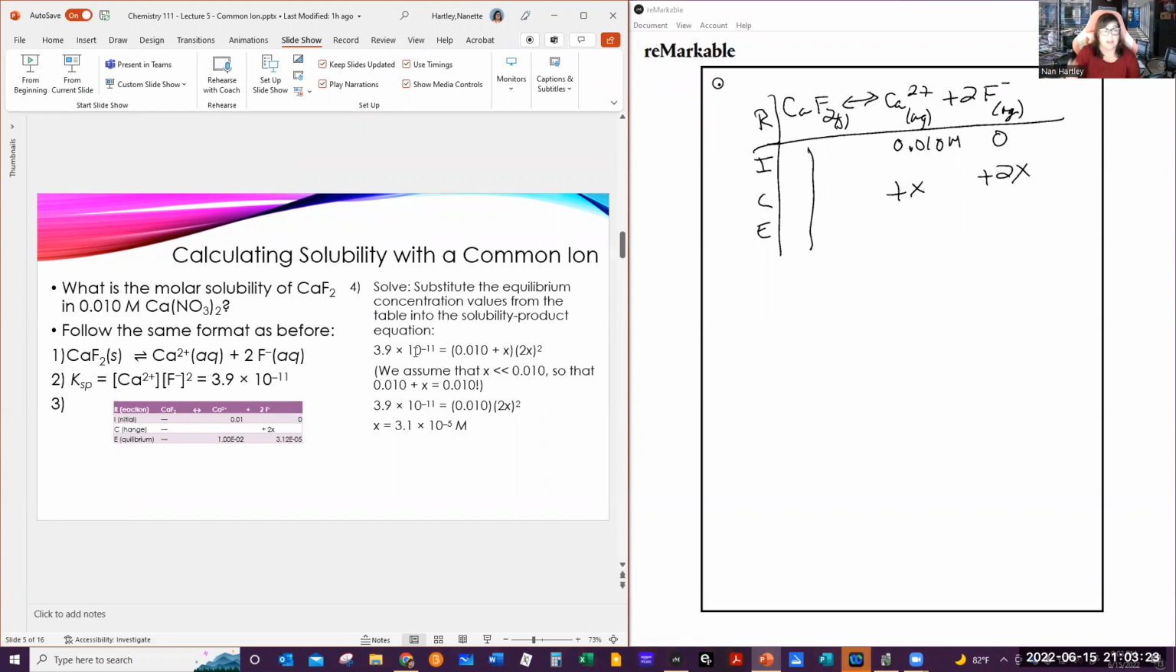We will again make the assumption that the X is very small. And so that means that I'm going to set my 3.9 times 10 to the minus 11th equal to my 0.010 times 2x squared. So I'm going to divide both sides by that 0.010.